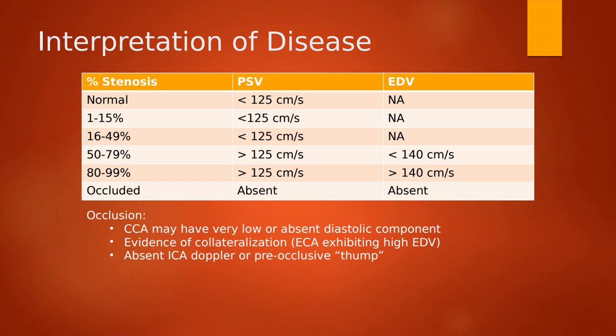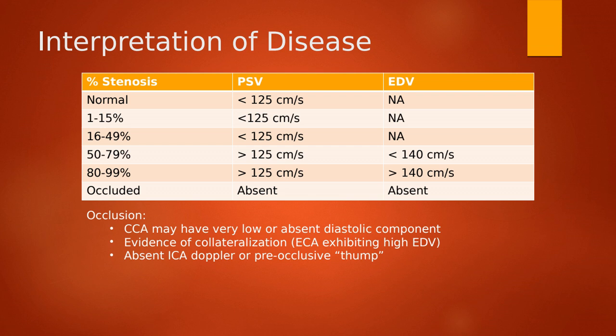Now, if we still have something that's greater than 125 for a PSV, and our EDV is elevated, but it's less than 140, that's going to be 50 to 79% stenosed. And then where we really get concerned is when it's still greater than 125, but greater than 140 for an end diastolic. That's going to be a high risk of embolization, high risk of plaque breakoff, depending on what that stenosis is made up of. Those are the patients that we're most likely going to intervene with surgically.